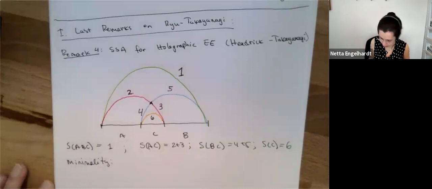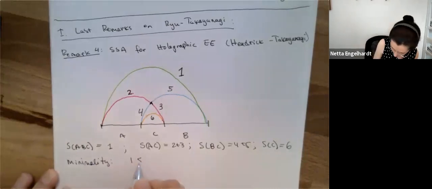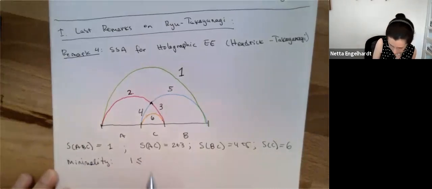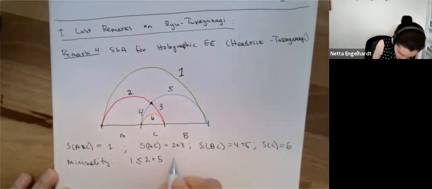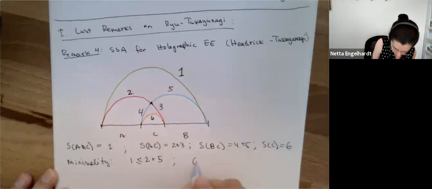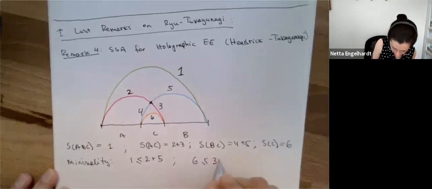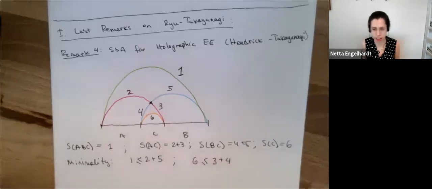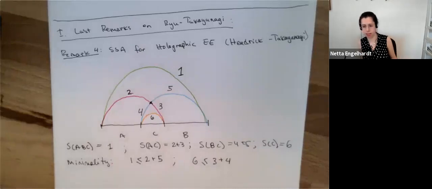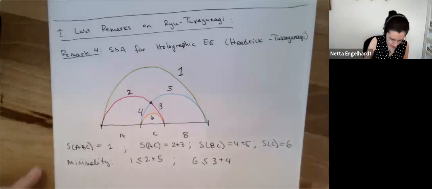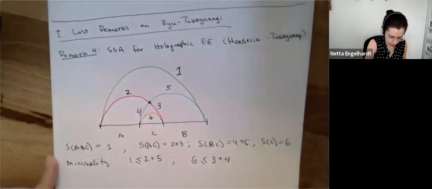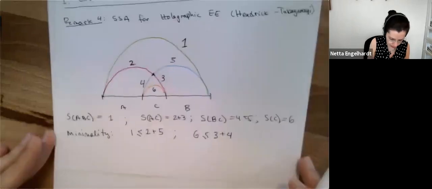guarantees for us that 1 is going to be less than or potentially equal to 2 plus 5. And also that 6 is going to be less than 3 plus 4. And hopefully you'll appreciate the fact that I figured out how to label these so that it doesn't bother you on an arithmetic level. So, okay, what do we get from this? Well, we can just add them up.